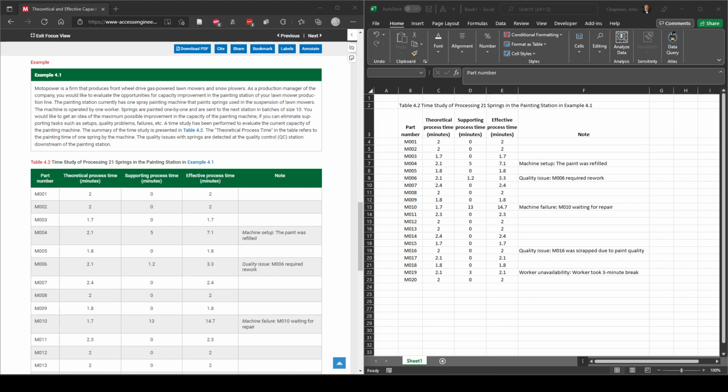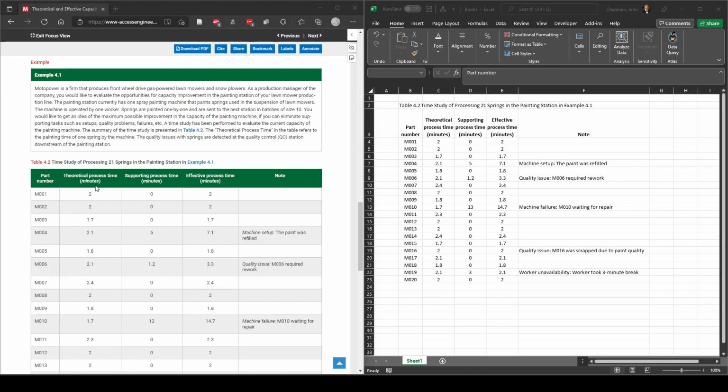Okay, I'd like to walk through example 4.1 in the book. This is talking about Motopower. I've got the example on the left. I've got table 4.2 below. I'd like to walk through calculating capacity improvement potential and percent capacity improvement potential using this information.